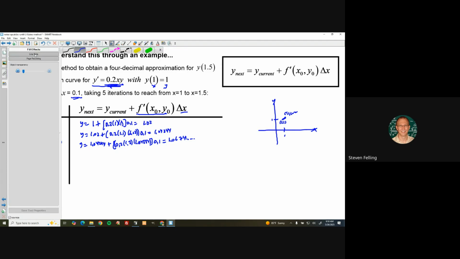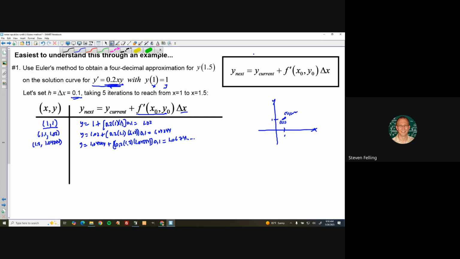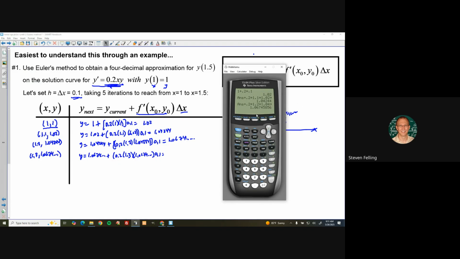Now we're up to 1.3, and this is 1.0674 dot, dot, dot, but when I write this, it's 1.0674 dot, dot, dot, plus 0.2 times 1.3 times 1.0674 dot dot dot times 0.1. I'm still going to use the unrounded version in my calculator. So when I do the next step here, I'm going to say that plus, and then 0.2 times 1.3 times.